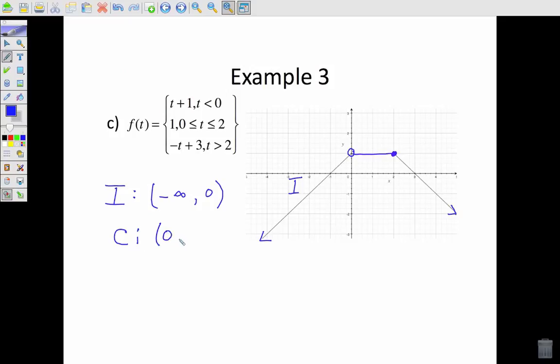It's staying constant from 0 all the way over to 2. And then now it's decreasing from 2 to positive infinity. There we go. So you basically take each of these parts and you write an interval in interval notation, in order to get all of the parts: the increasing, the constant, and then the decreasing.